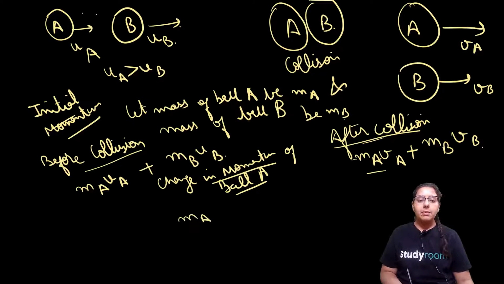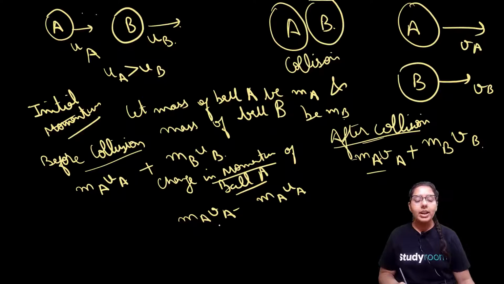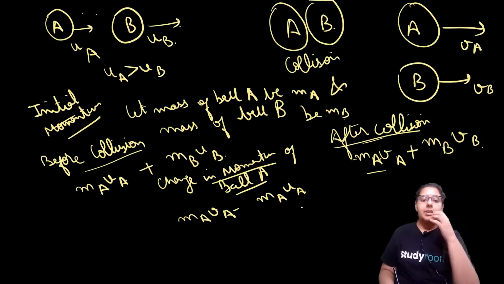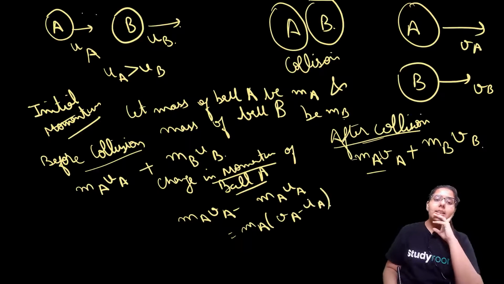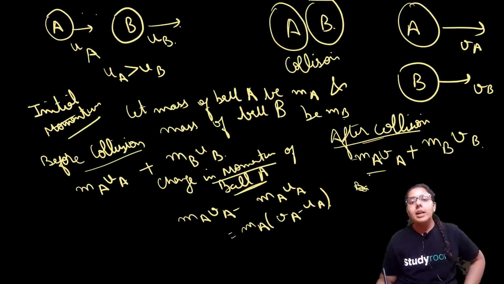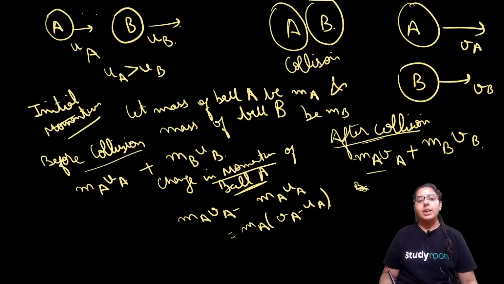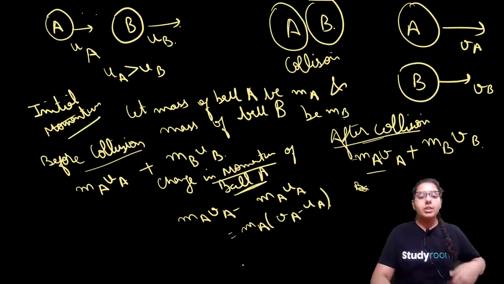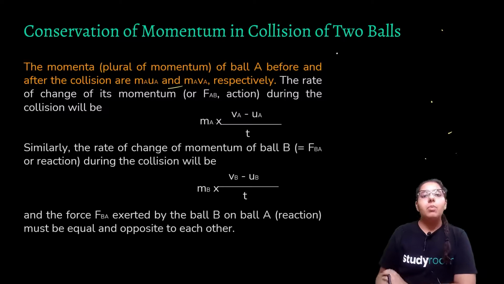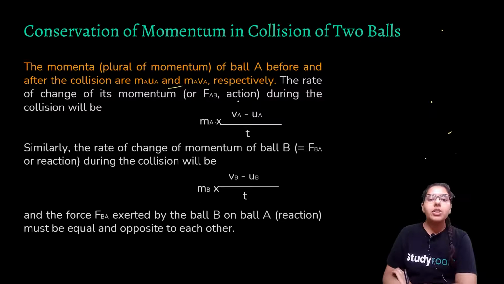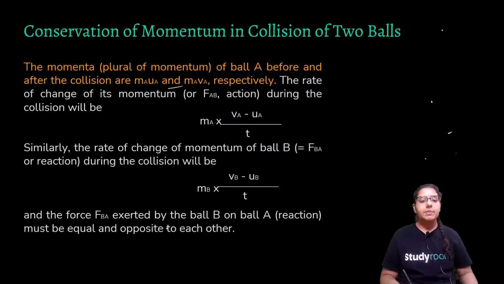What is your change in momentum? MA into VA minus MA into UA. This is what you used to do, MV minus MU. So for ball A, it is MA into VA minus MA into UA. You take MA common, so it is MA (VA minus UA). And similarly for ball B, what is your change in momentum? It will be MB into VB minus MB into UB. So we take MB common and VB minus UB. So momentum of ball A before and after the collision are this. The rate of change of momentum is this. This is MA into (VA minus UA).